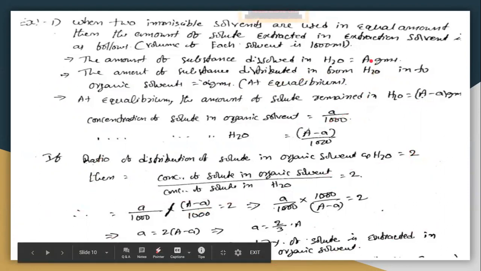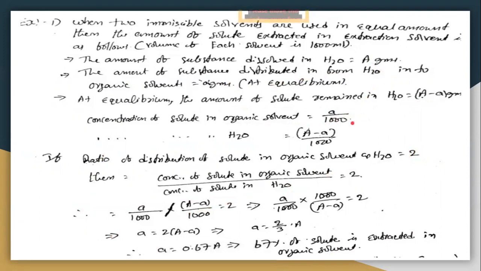Now convert this weight into the concentration. The concentration of solute in organic solvent is small a by 1000, that is amount by volume, and the concentration of solute in water is capital A minus small a. Why? Because out of capital A, small a amount of solute is partitioned into the ether. So how much remains in water? Capital A minus small a.